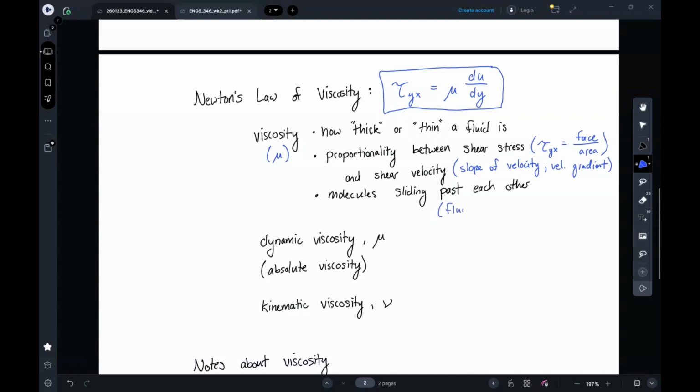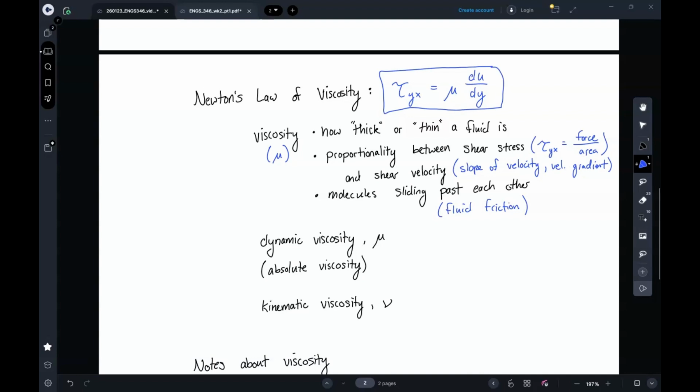So this is kind of fluid friction, is another way to think about it. It's friction in the neighboring layers of fluid. One of the somewhat confusing things about viscosity is the units.